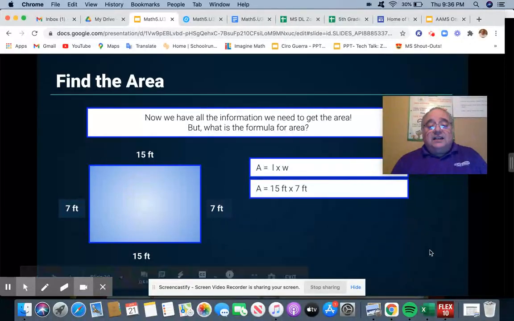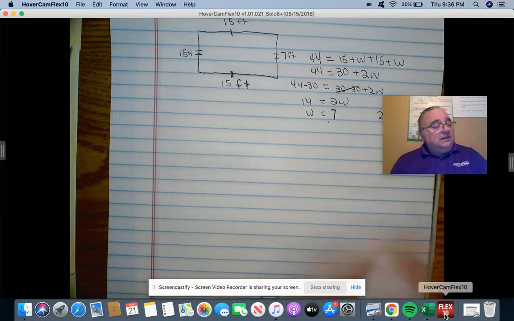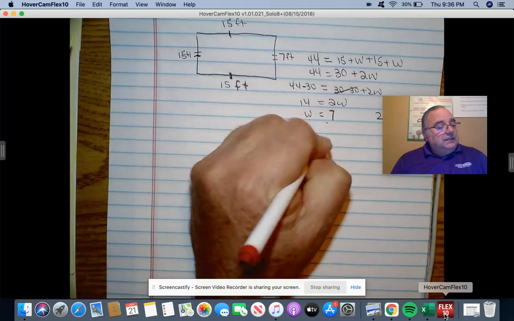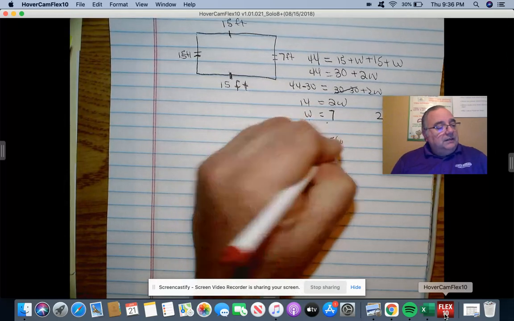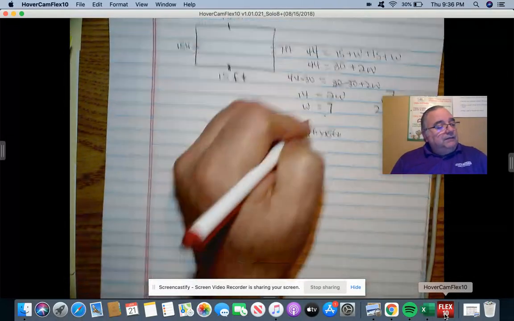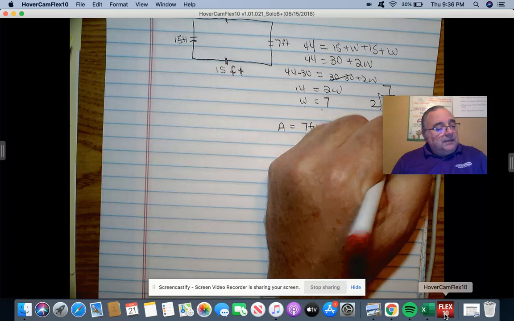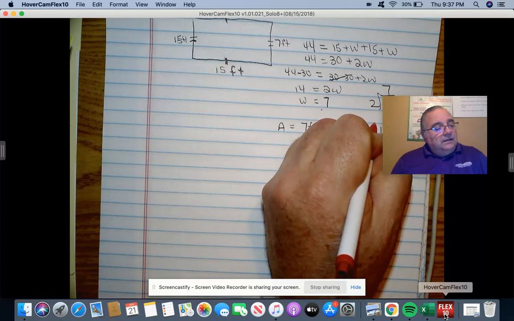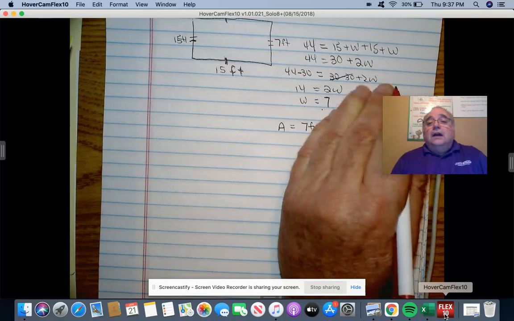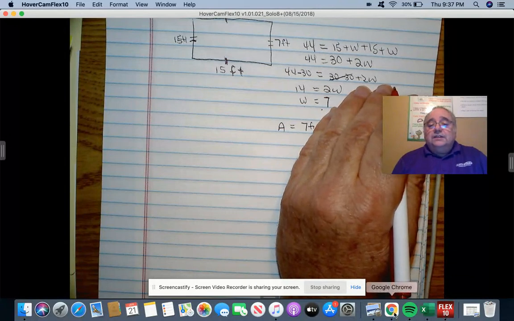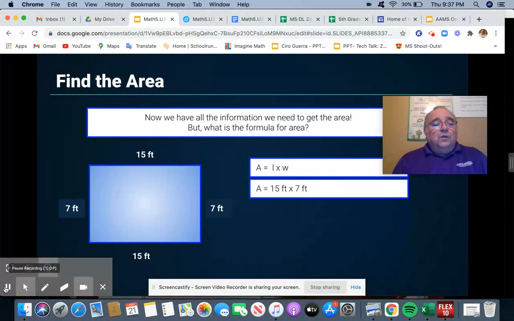Before I answer that, let's go to the doc cam so we can work it out. So we're looking for the area. It equals 15 feet, excuse me, 15 feet times 7 feet, so I'm going to take 15 times 7. Before I answer it, I'm pausing in 3, 2, 1. What is the answer?